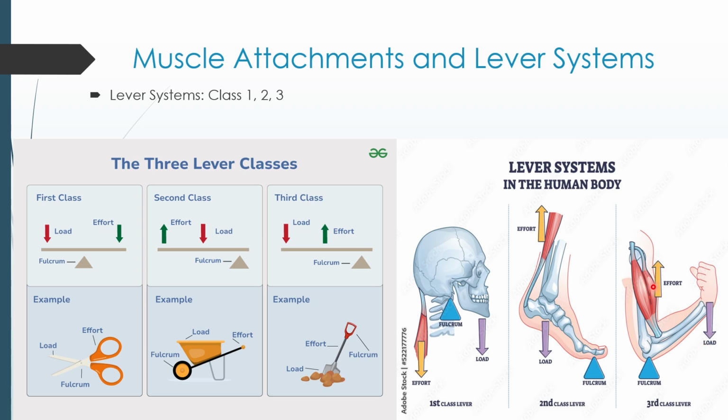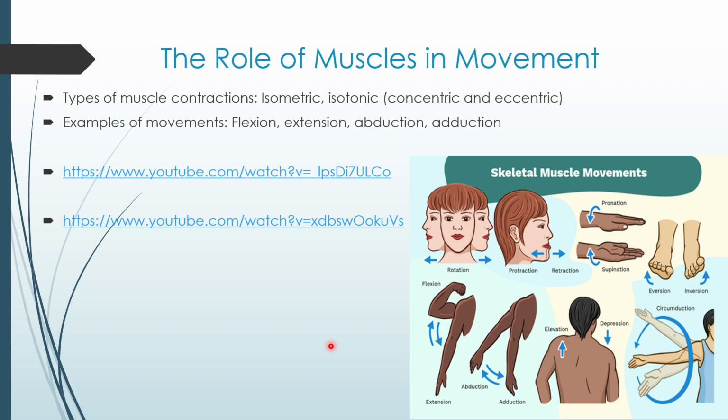So load, effort, and fulcrum. The fulcrum is at a corner, and the load is here, and in between the fulcrum and the load we have the effort. That's how all three lever classes are applied to the concepts of human mechanisms. In the real world we can consider digging a hole or using a shovel. We can use this as a third class lever.